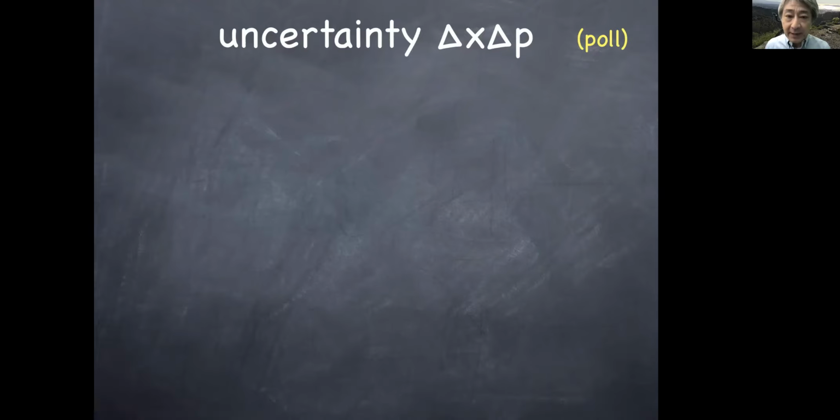Yeah. So as you can see, 4 people said yes, 24 people said no, namely that most of you think that the delta x delta p actually gets larger for large n. And it turns out that's the right answer.